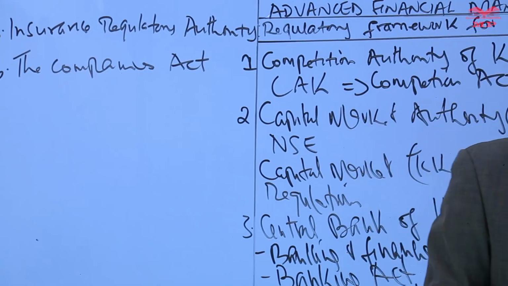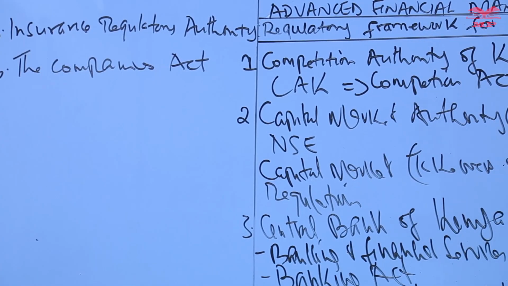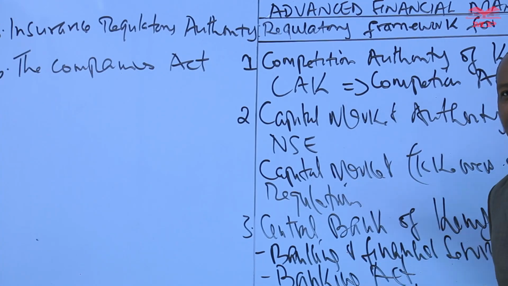You understand, candidates? Regulatory framework for mergers and acquisitions in Kenya. These are 5 bodies and the Companies Act. In this lesson, we've learned that the regulatory framework for mergers and acquisitions is designed to ensure fair competition. It's also designed to protect the interests of various stakeholders, like the Competition Authority of Kenya.